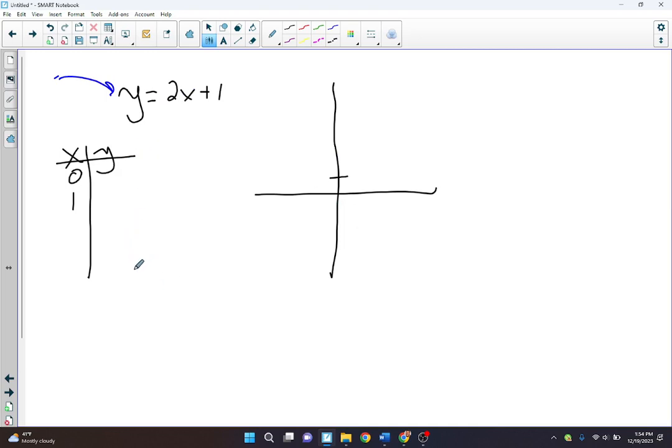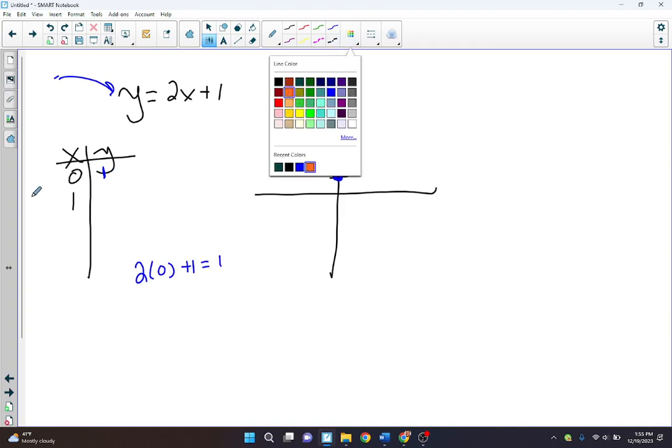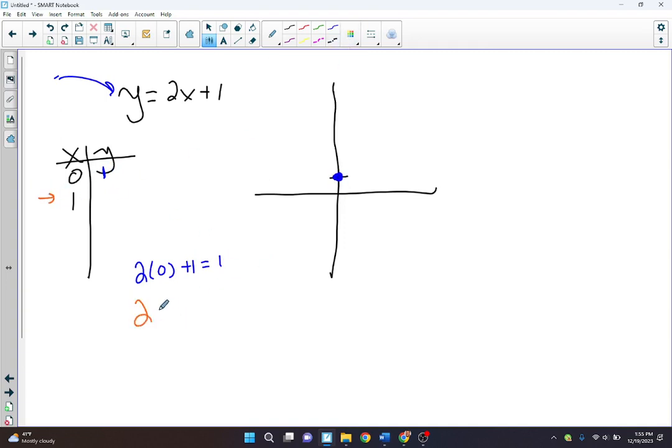So 2 times 0 plus 1, that turns out to be 1. What if you get it wrong? You show your work. You get partial credit. So that's 1, so you get 1. So that's 0, 1, so I'm going to put a dot here. And I'm going to do the same thing for this one. We're going to plug in 1 in this case.